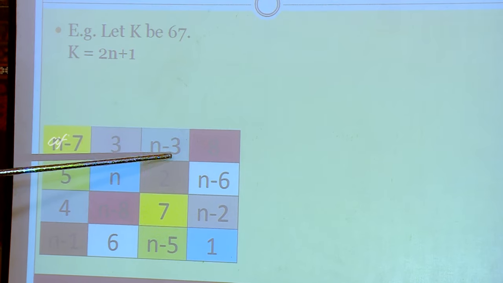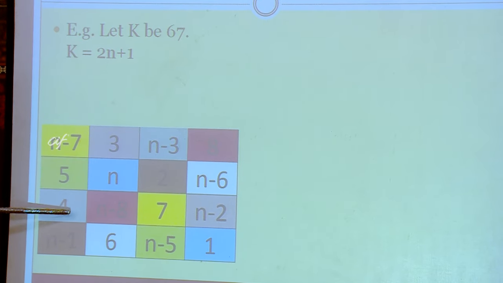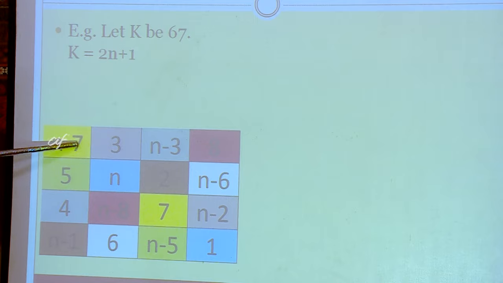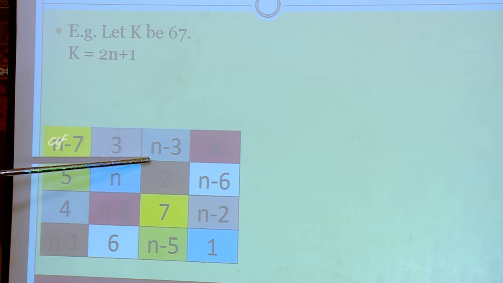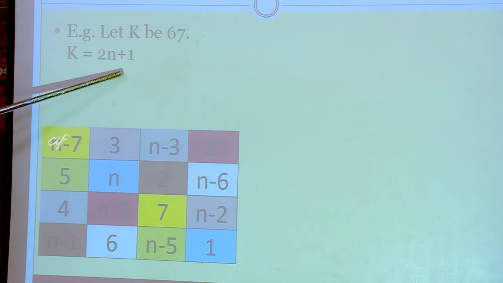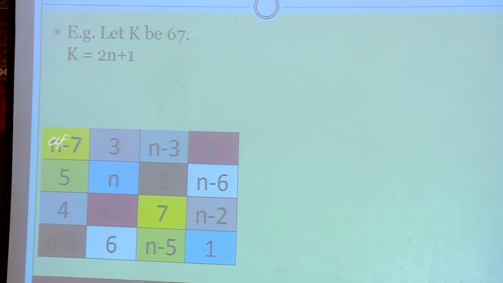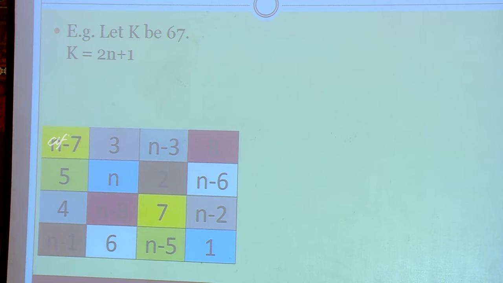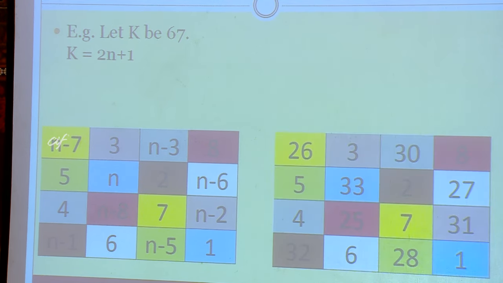Here also if we keep n minus 3 here, then when we add n plus n, 2n, minus 10 plus 11, we are left with 2n plus 1 for every row. So for odd, it's a bit tricky, but with a little bit of practice, one should be able to do it.